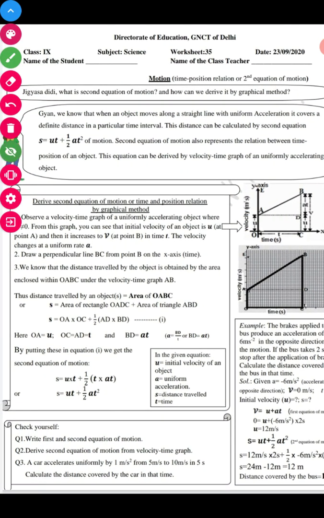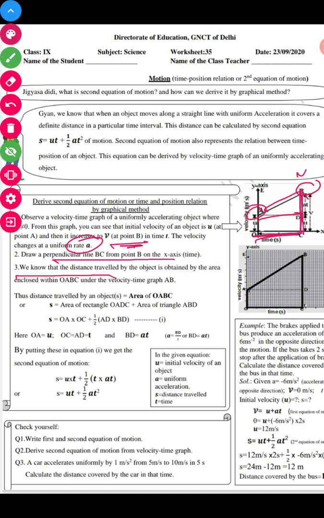Observe the velocity time graph of a uniform acceleration of an object where u is not equal to 0. As I told you, from this graph you can see the initial velocity of the object is u at point A, and then it increases to v at point B in time t. How much time is taken? t time is taken. The velocity changes at a uniform rate, and when velocity is changing at a uniform rate, it is said to be acceleration a. Draw a perpendicular: BC is the perpendicular from point B on the x-axis.